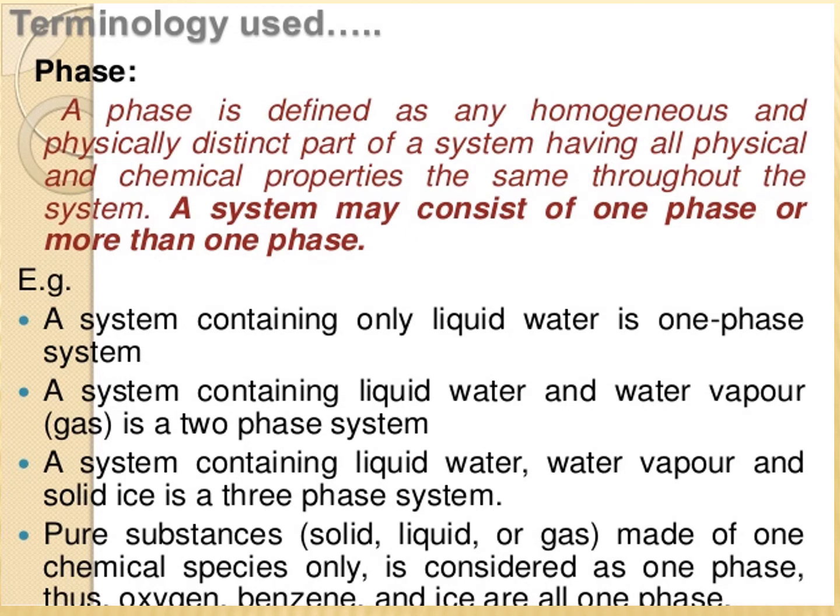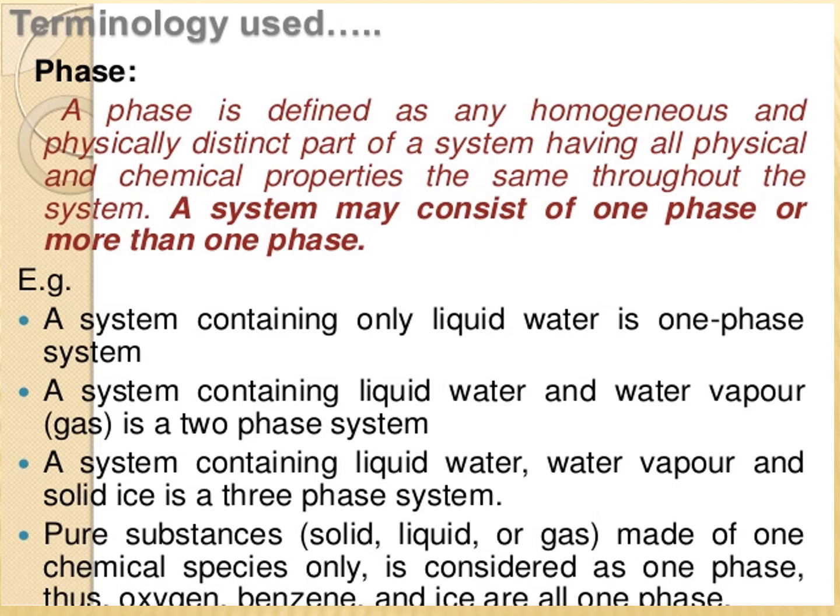So now, what are the terminologies used in phase rule? So first is phase. Phase is defined as any homogeneous and physically distinct part of a system having all physical and chemical properties the same throughout the system. A system may consist of one phase or more than one phase.